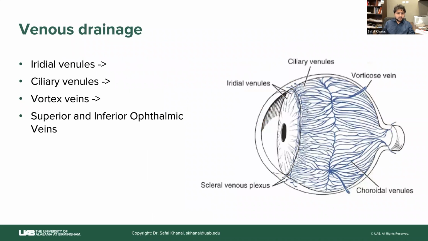What about the venous drainage? The venous drainage is through the iridal venules into the ciliary venules, and then into the vortex veins, and finally the superior and inferior ophthalmic veins. Most of these posterior ocular tissues, the venous drainage is through vortex veins into the superior and inferior ophthalmic veins.